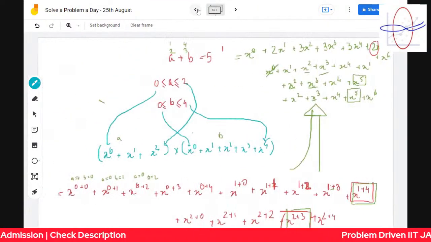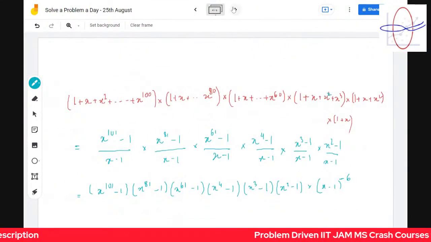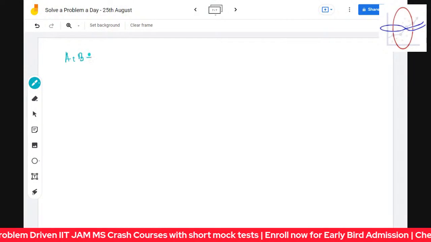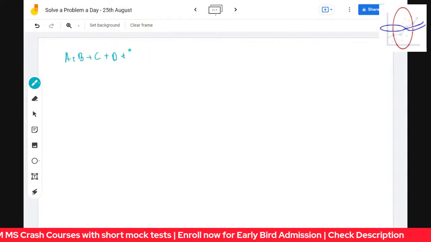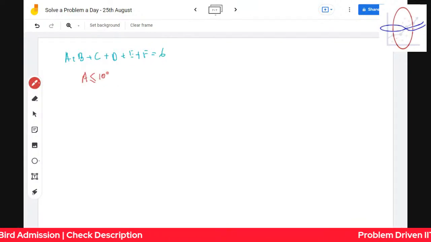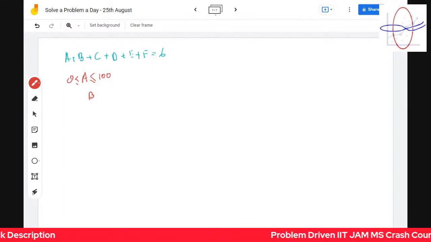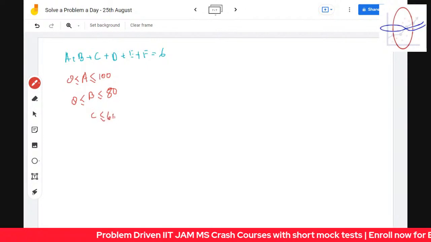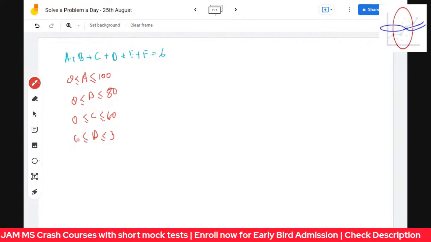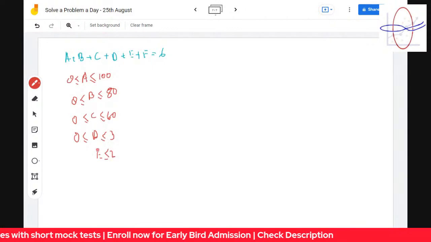So similarly, let's extend this idea to this problem. We have a plus b plus c plus d plus e plus f is equal to 6. And we have the following conditions: a is less than or equal to 100 and greater than or equal to 0. B is less than or equal to 80 and greater than or equal to 0. C is less than or equal to 60 and greater than or equal to 0. D is less than or equal to 3 and greater than or equal to 0. E is less than or equal to 2 and greater than or equal to 0.